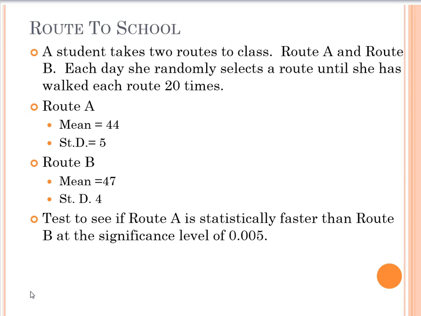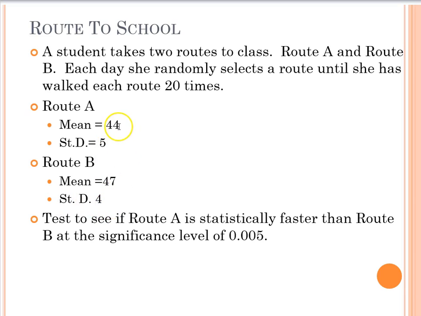So let's quickly try a problem so you can see how this t-test might be implemented. Here, a student is taking two routes to class, Route A and Route B. She walks there every day to the same place, and each day she randomly chooses a different route, so that she walks each route 20 times. For Route A, her average time is 44 minutes. For Route B, her average time is 47 minutes. Now, some days she walks faster and some days she walks slower. The standard deviation captures that variation for each of the two routes.